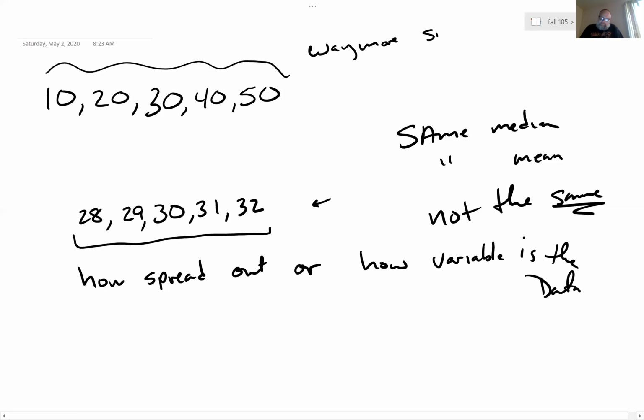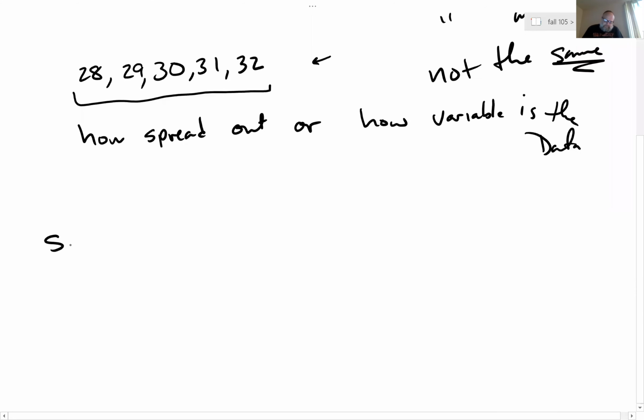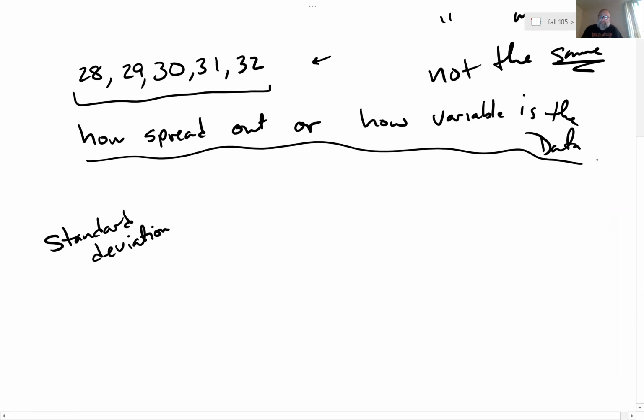And so we statisticians use a tool called the standard deviation. What it's trying to do is get an eyeball on how spread out or how variable the data is. To find this, we will only find the sample version. So the sample standard deviation is the one that we're actually going to compute.